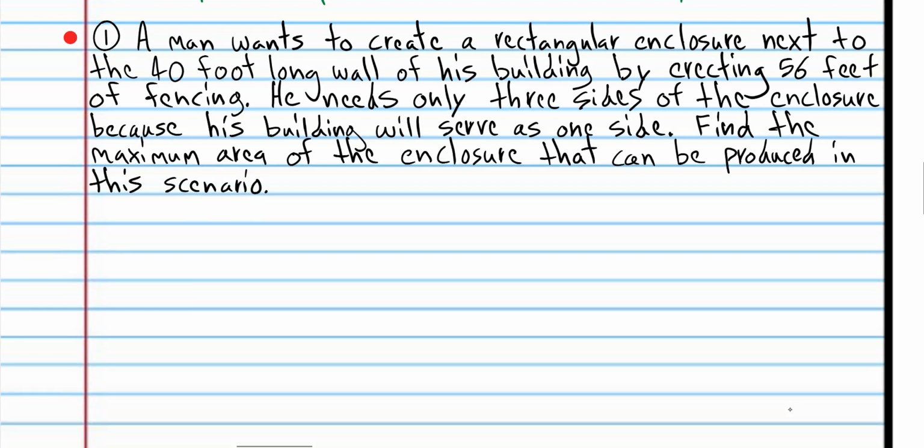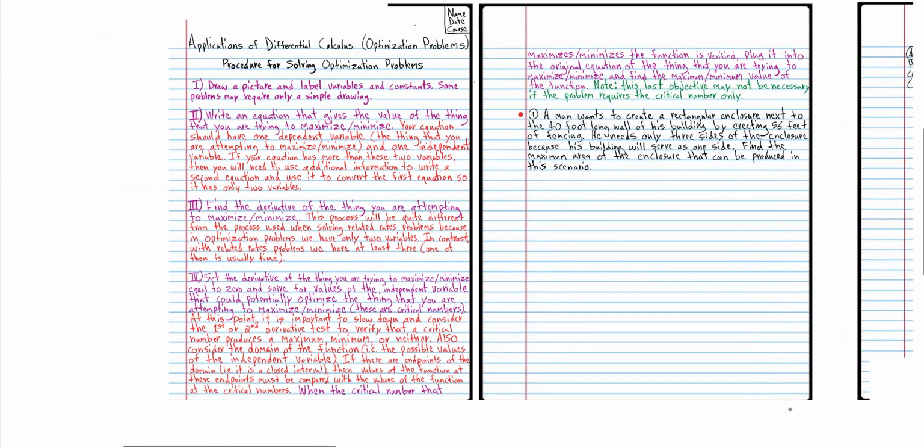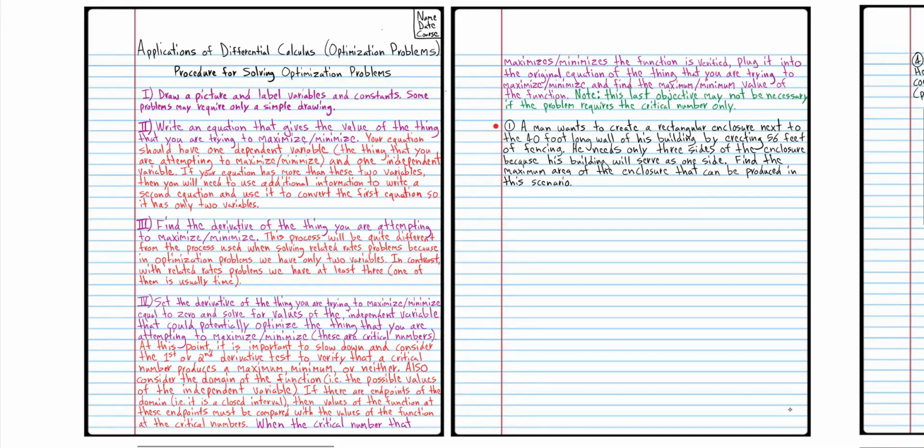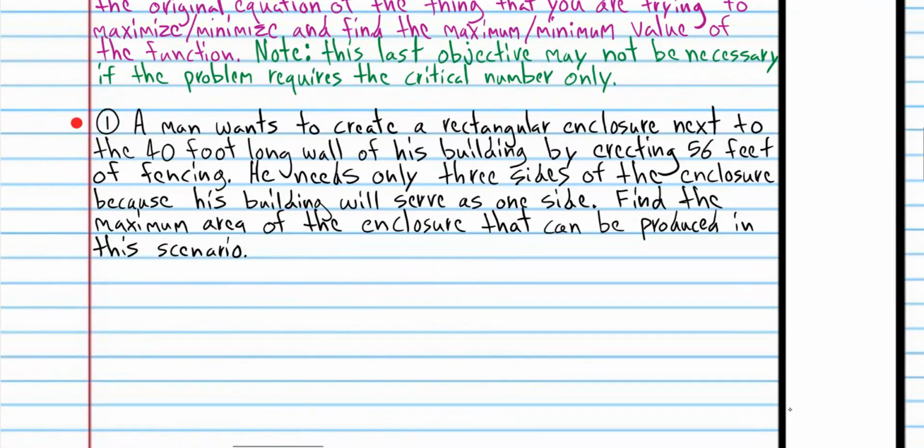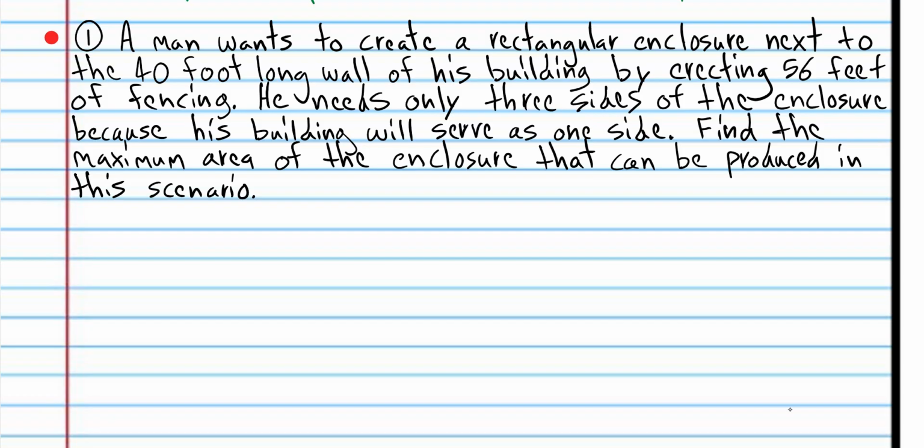Let's try one. And if I didn't give you a chance, go ahead and take a picture of those steps. So it says here, a man wants to create a rectangular enclosure next to the 40-foot long wall of his building by erecting 56 feet of fencing. He needs only 3 sides of the enclosure because his building will serve as one side. Find the maximum area of the enclosure that can be produced in this scenario.